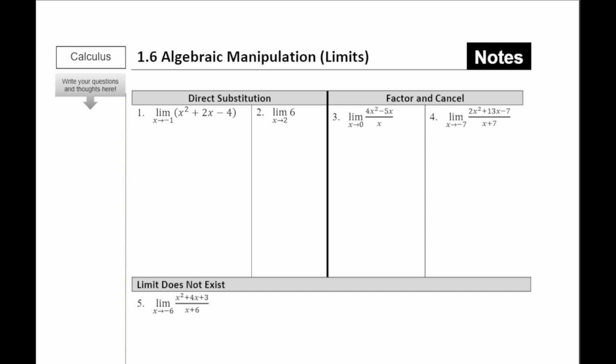Limit as x approaches -1 of x squared plus 2x minus 4. Direct substitution just means you plug in -1 into all these values. So you get -1 squared plus 2 times -1 minus 4. That is equal to 1 minus 2 minus 4, and this gives you -5.